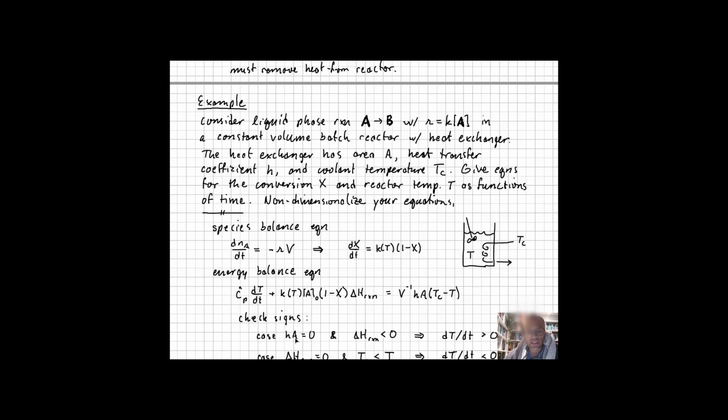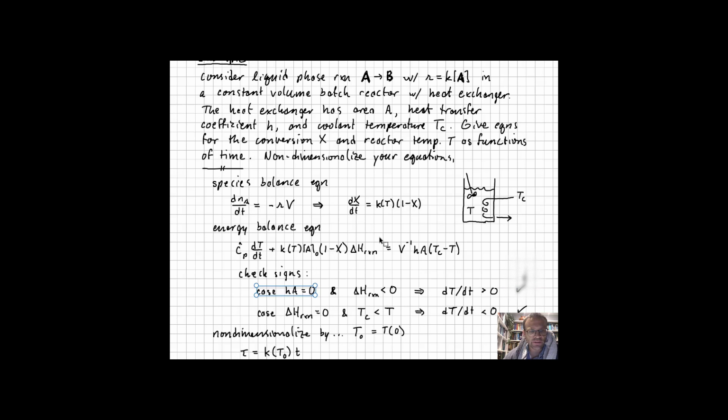In this case, we have an exothermic reaction with no heat exchanger, and so the temperature should be going up as time goes on. Indeed, that's what the sign convention we've used here does. So that makes sense. We apparently have the correct sign on this term.